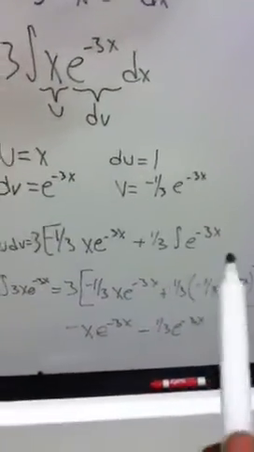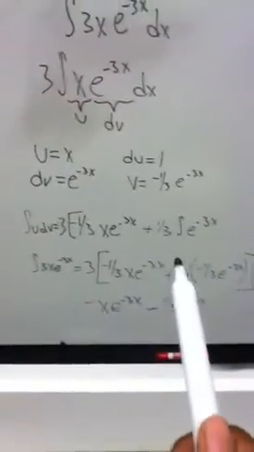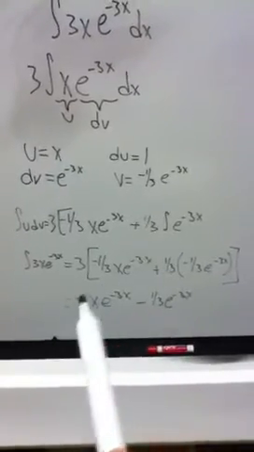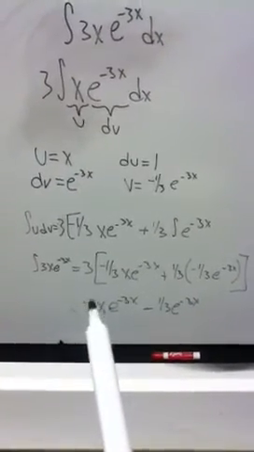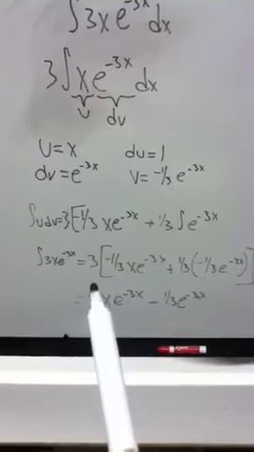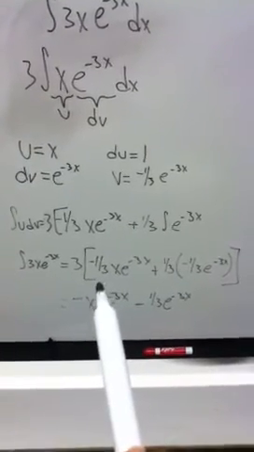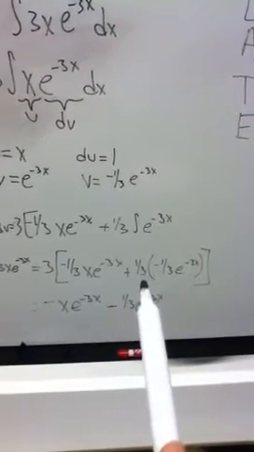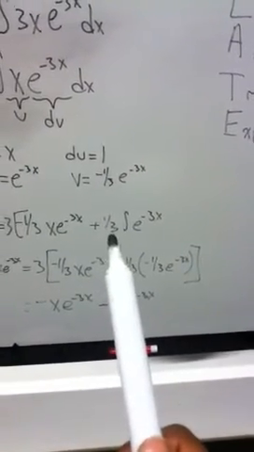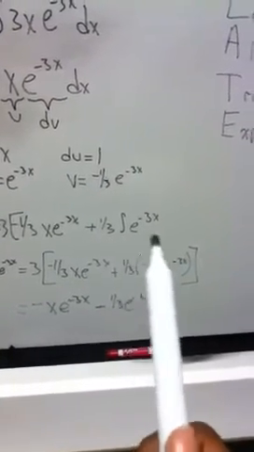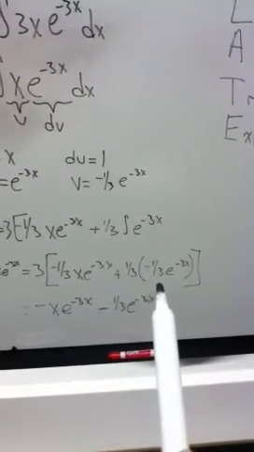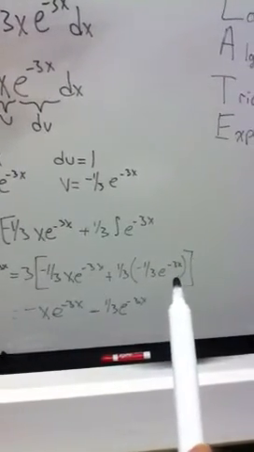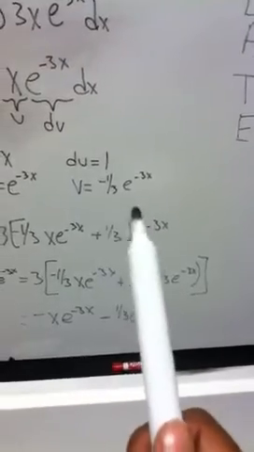After that, we can't just leave an integral in the answer, so we have to solve for that. So we go down here and again copy down the front half of it, saying 3 times the quantity of negative 1/3 x e to the negative 3x plus 1/3, because you're multiplying 1/3 by the answer of this integral. The answer of that integral is negative 1/3 e to the negative 3x, and we knew that because we solved it again up here.